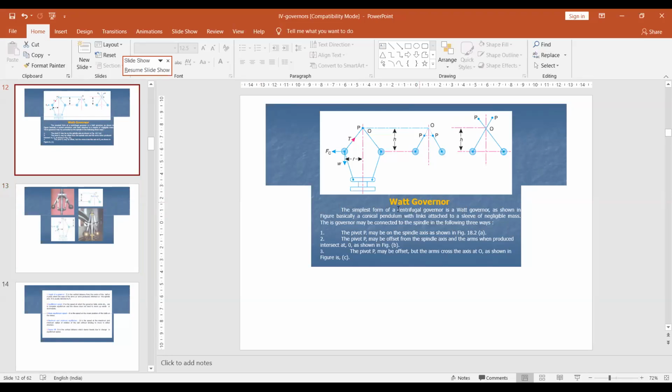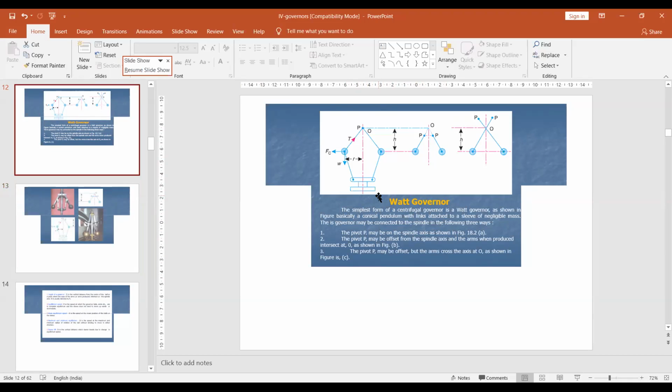It is the simplest form of centrifugal governor. It is also a Watt governor. Just all of you observe that. Three cases are there. The first is the pivot P. P is the pivot. So the pivot P may be on the spindle axis. That is figure A. It may be on the spindle axis. So that is the first case.